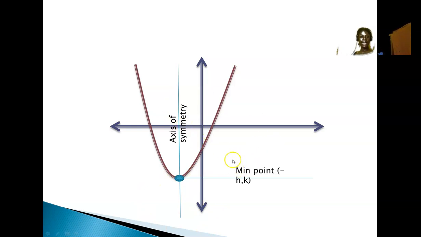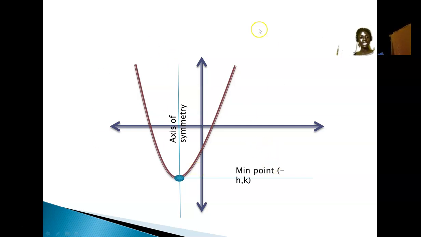Now for the turning point, look at the graph. Here the graph is going down, and at this point it changes direction and begins to go up. So this point where it changes direction is called the turning point. And we said the turning point is (-h, k). Now this graph has a minimum point. Because it is a right side up U, it is said to have a minimum point.